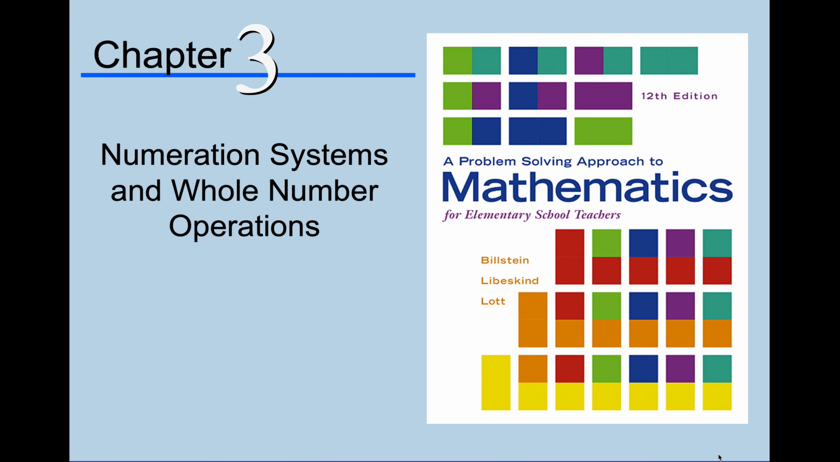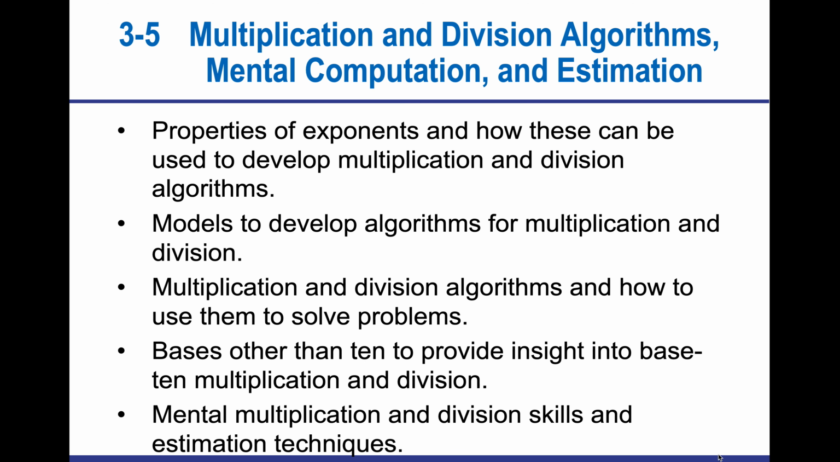So this is going to be our final portion of chapter 3 in our lecture, and we're going to be looking at the algorithms for multiplication and division, how they relate to mental math or mental computation, as well as estimation. So we're going to look at properties of exponents and how these properties can be used to develop what's happening with multiplication and division so that we see that they're interrelated.